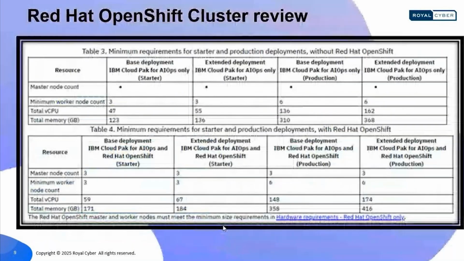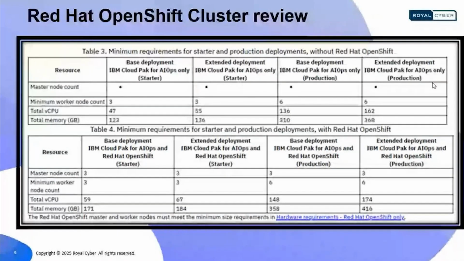So this is the high level requirement that we have given you. For example, Table 3 explains without Red Hat. For example, if you already have Red Hat, then what will be the configuration? You need a minimum of 3 worker nodes, total virtual CPUs 47, then total memory. So these are all the configuration, or we can say the hardware requirements, if you want to install or deploy AIOps on OpenShift Red Hat.